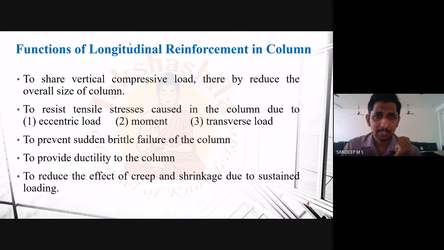So basically, these longitudinal reinforcements are mainly provided to share the vertical compressive load, thereby reducing the overall size of the column. As we already explained, the vertical load will be shared by concrete as well as steel, so that we can have a smaller resulting cross section. Okay. So we can save a lot of money by reducing the cross section of our column.